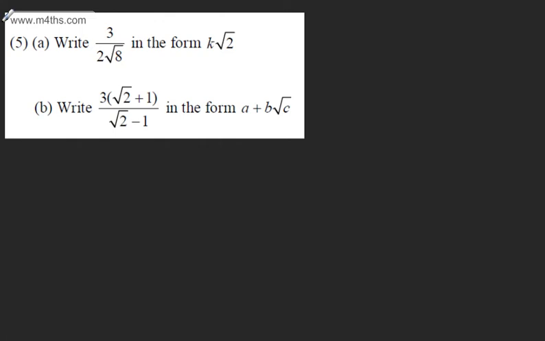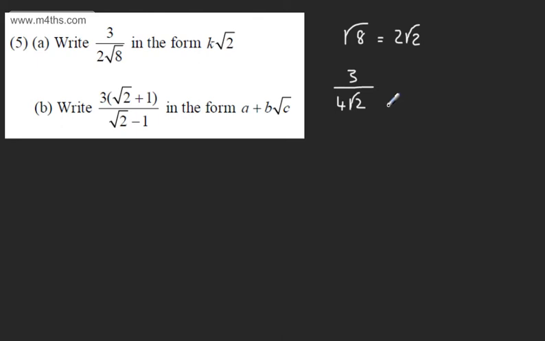Okay, let's now look at question 5. In part A, we need to write 3 over 2 root 8 in the form k root 2. This is root 8. We could now convert this at the start, or we could do it later. I'm just going to write that root 8 is going to be 2 root 2. So I'm going to now convert it at the beginning, and we have 3 over now 2 lots of 2 root 2, which is going to give me 3 over 4 root 2.